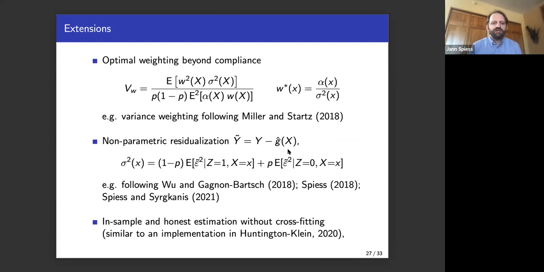I now want to finish by discussing a few extensions. So first of all, I already mentioned that the optimal weight in principle does not only include compliance, but also variance. And so one interesting extension here is also including variance, which we so far have implemented using existing tools and literature, specifically a proposal by Miller and Starks. Second, you also want to use control variables to residualize in order to reduce residual variation, which we can also do non-parametrically using existing proposals in the literature. And finally, we also tried out what happens if we actually don't use cross-fitting, but instead we use in-sample or on-it estimation without cross-fitting, which is also something that Huntington-Klein considers in his paper.